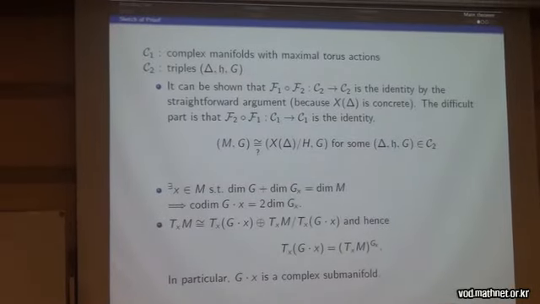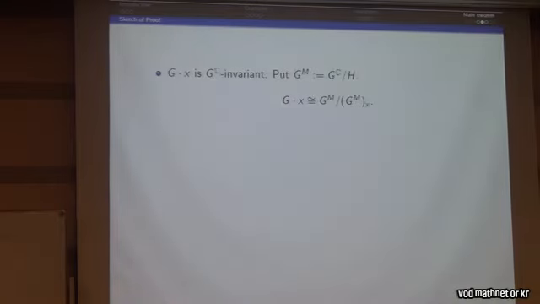So in particular, the orbit is a complex submanifold of M. By the definition of the complexified action, this orbit is GC invariant. So we can express G·x as a homogeneous space. Put GM equal to GC over H, where H is a global stabilizer of GC. Then this orbit G·x is GM over the isotropy subgroup.